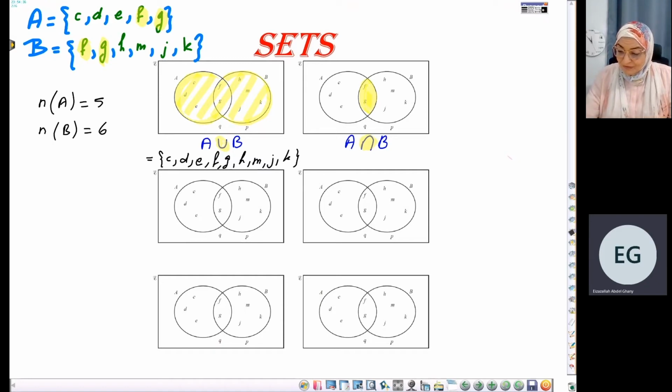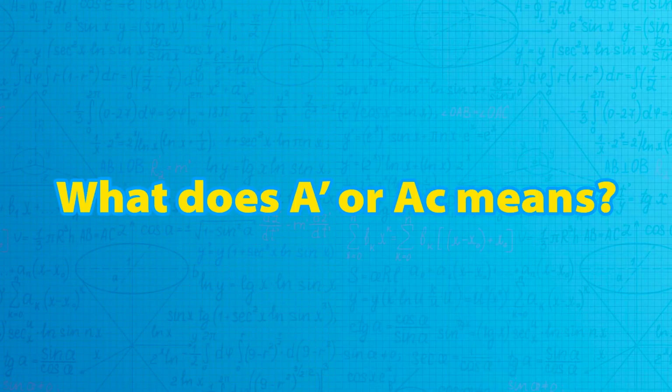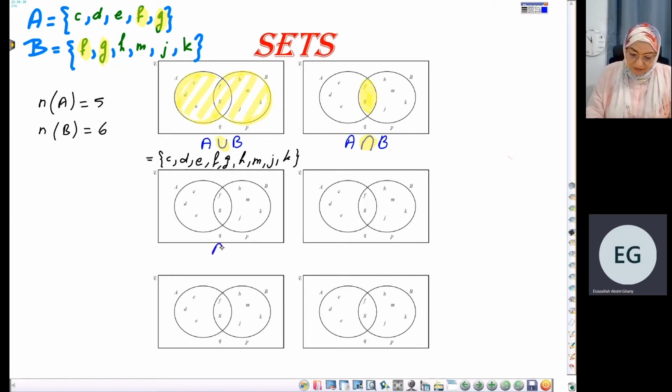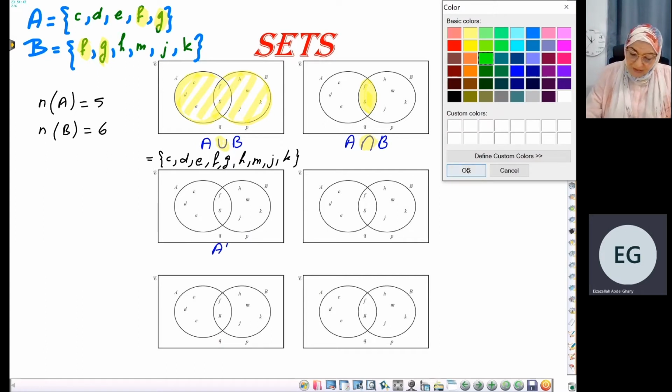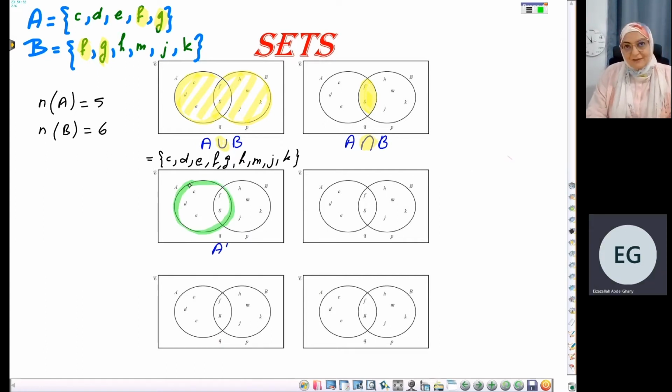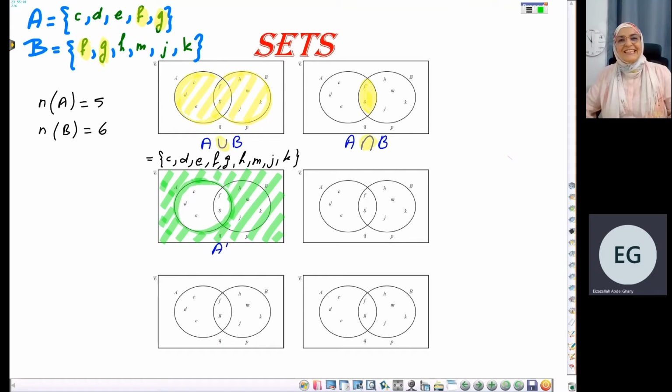Now, the third operation is the complement. We write it like A prime. A prime means everything outside A, but in the universal set. Make the borders of set A and start shading outside with inclined parallel lines like this. Everything outside A, but in the universal set. Repeat: everything outside A, but in the universal set.